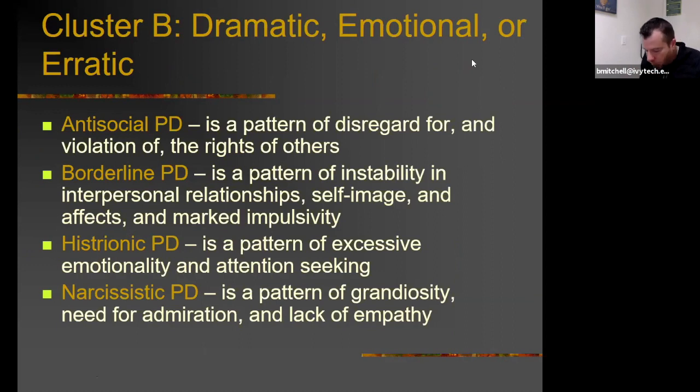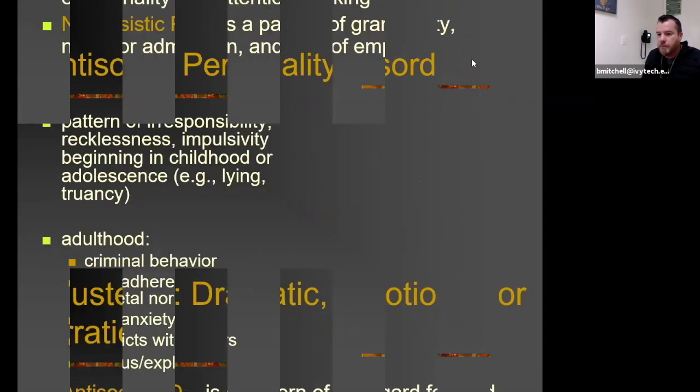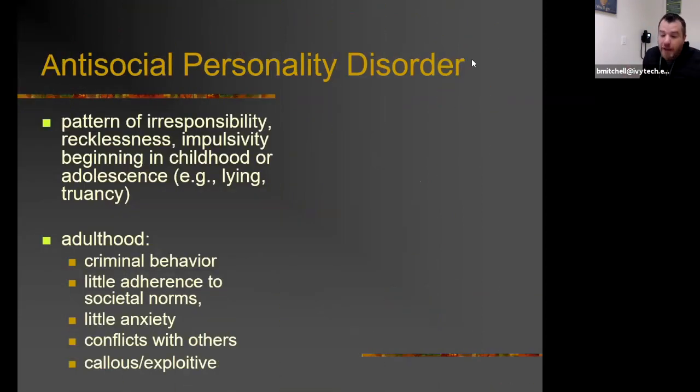Okay, so I'm going to go through these a little bit more specifically than I will the other 6. So we'll start with antisocial. Like I said, this is the one where if you think it's the antisocial introvert, no, that's schizoid, schizotypal. Antisocial is the diagnosis that most closely is diagnostically what we would consider the vernacular term of a psychopath or a sociopath.